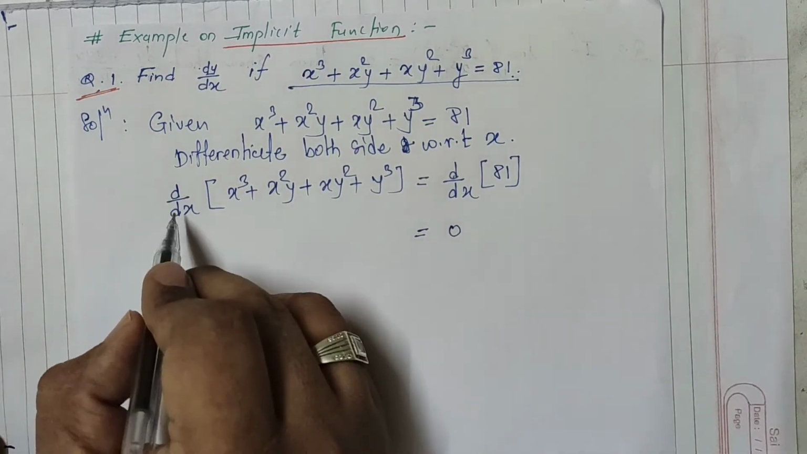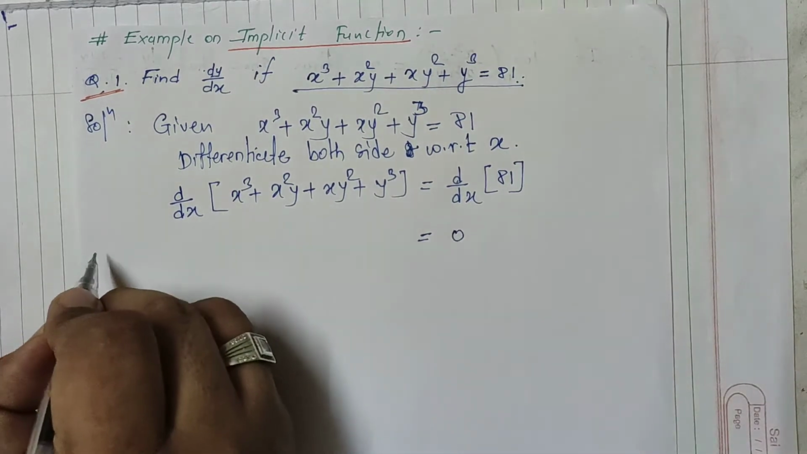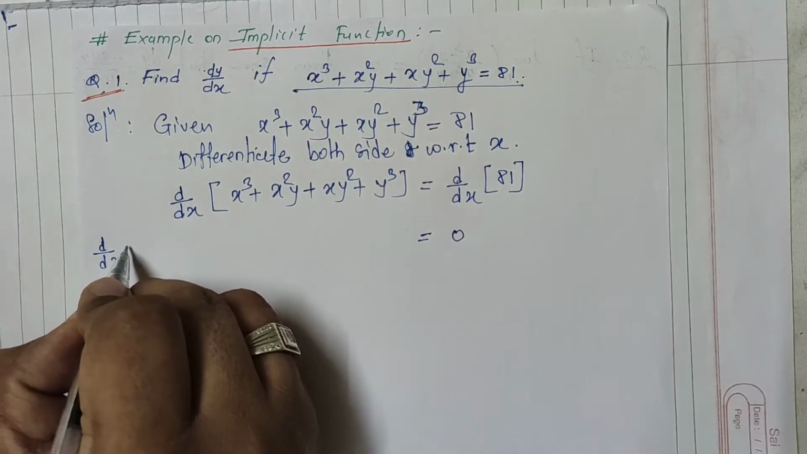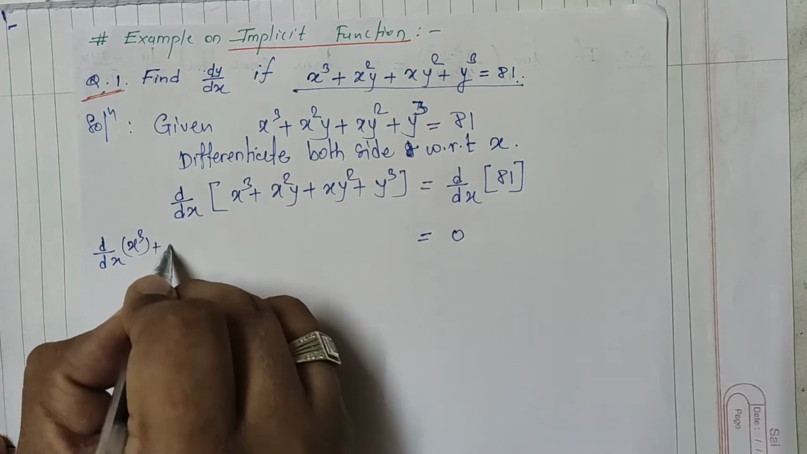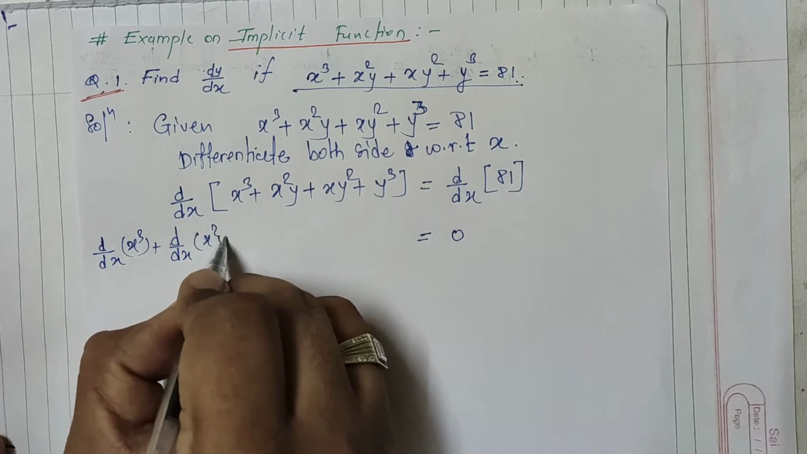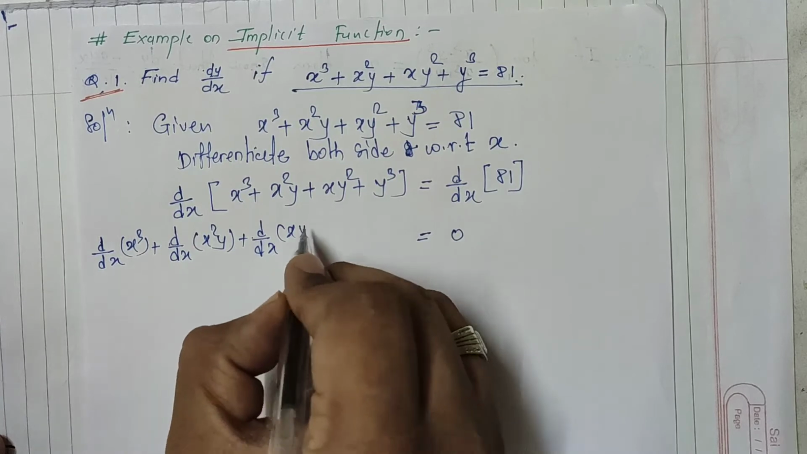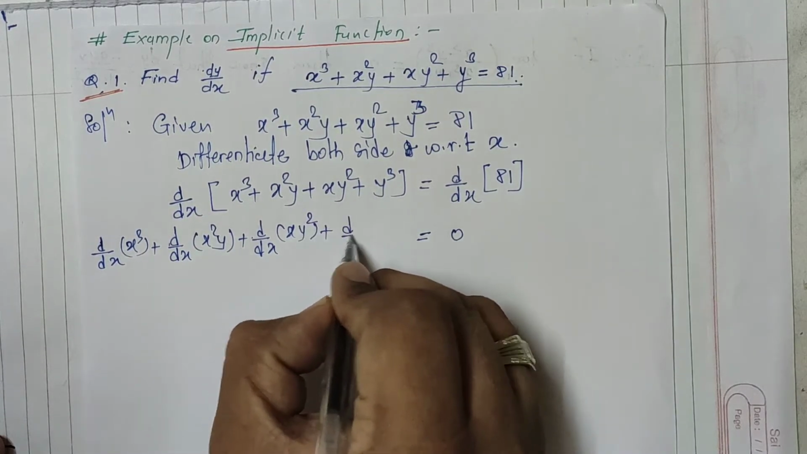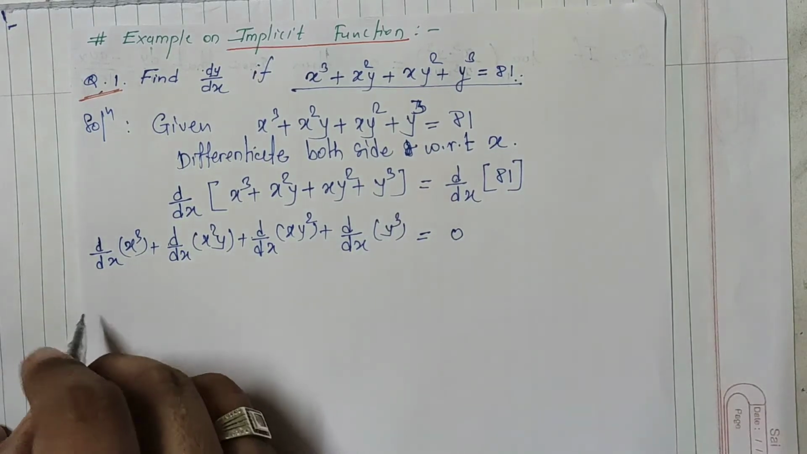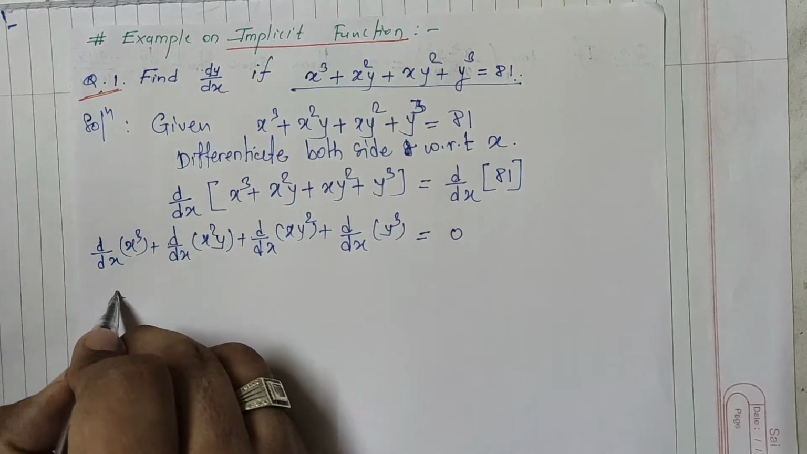Then the derivative of how many functions? First, second, third, fourth. Then the first derivative, derivative of x cube, then d by dx of x square y, plus d by dx of xy square, plus the derivative of y cube. Next step, what is the x cube derivative with respect to x?